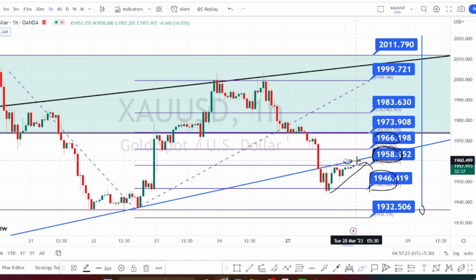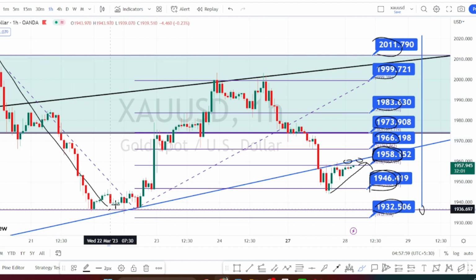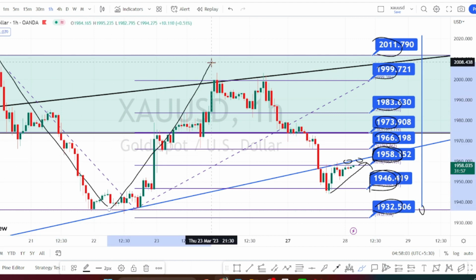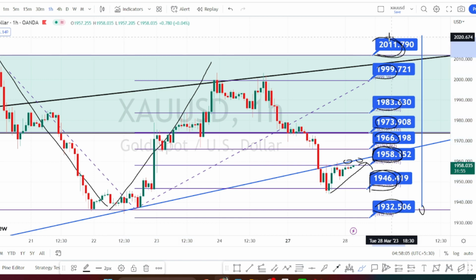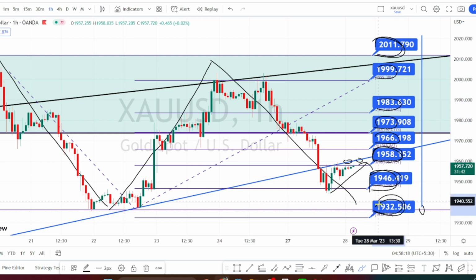Before that it has to break this resistance line from the 4 hours time frame, and once these levels are breached, next level of resistance is going to be around 1973, 1983, 2000 and 2011. And on the bearish side, if the price action breaches this support level of 1946, next level of support is going to be around 1932. For now we are noticing the price action to trade on a sideways momentum within the higher time frame resistance level of 2011 and support level of 1932.